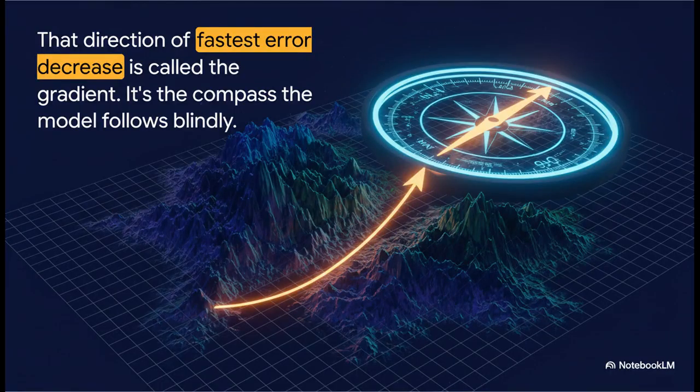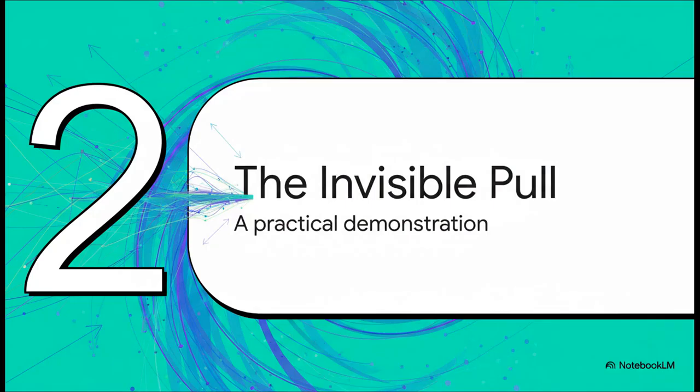And that direction, that path of the steepest, fastest way down, that has a name. It's called the gradient. You could think of it like a compass that the model is forced to follow. It doesn't ask questions, it just goes where the gradient points. Okay, so that's the theory. But what does this pull actually look like in the real world? Let's take this invisible force and see it in action.